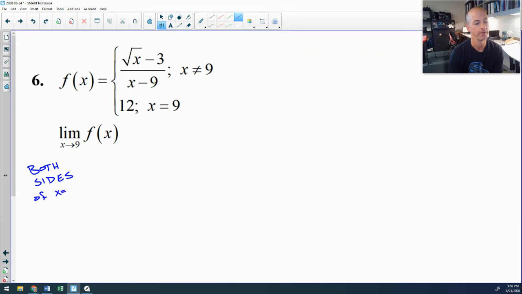So I have to look up here at this piecewise function, and where would I find the left and the right of x equals 9? And in this case, it's actually the same equation. If I'm on the left side or if I'm on the right side of 9, I am not equal to 9. So this top equation does represent both sides. And this is actually going to simplify the process because now I don't have to consider left and right independently. So both sides is up here.